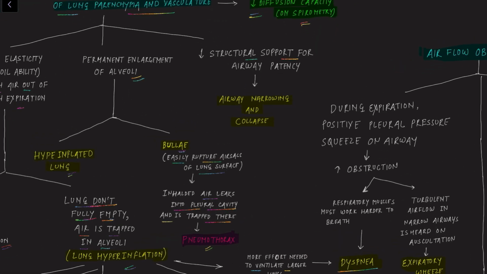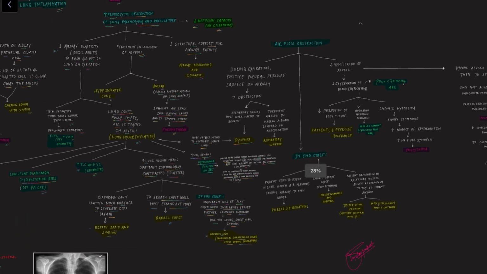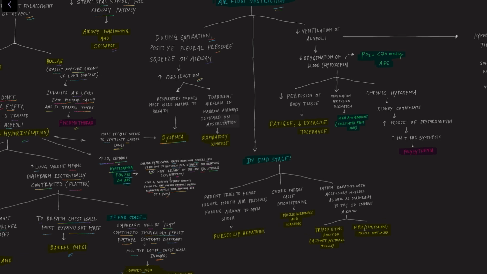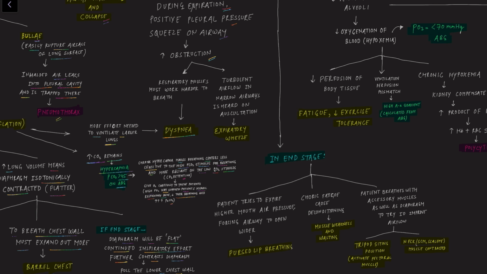Decreased structural support for airway patency leads to airway narrowing and collapse, causing airway obstruction. During expiration, positive pleural pressure squeezes on the airway, increasing the obstruction. Respiratory muscles must work harder to breathe. The patient has dyspnea. Turbulent airflow in the narrow airways is heard on auscultation, and the patient presents with wheeze.